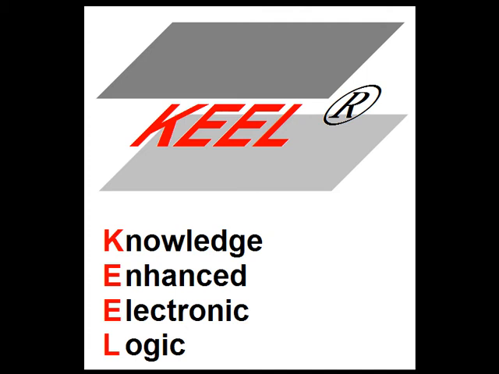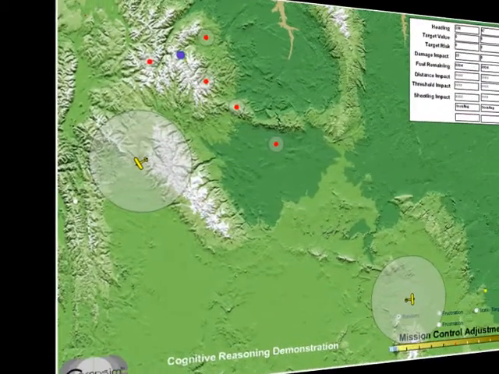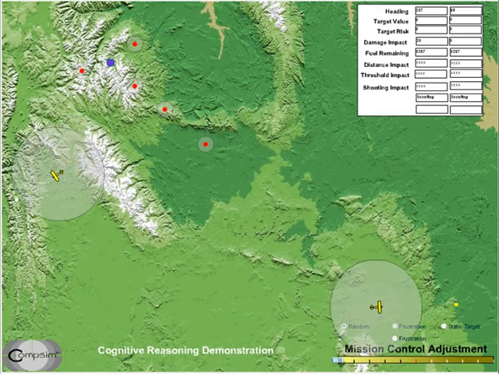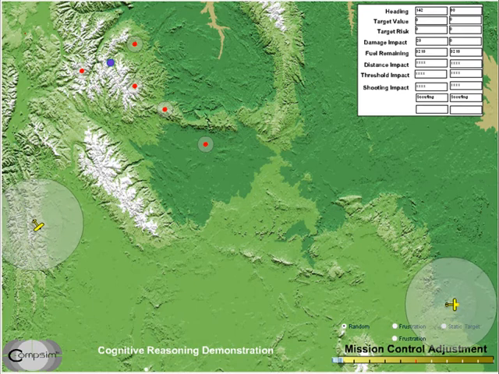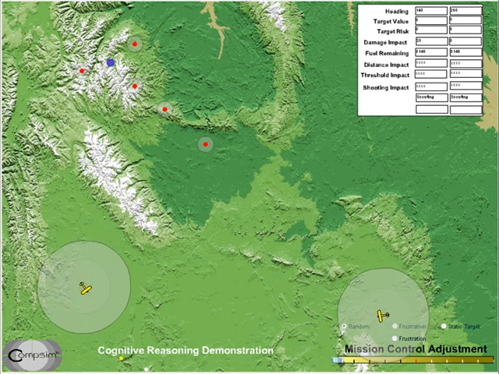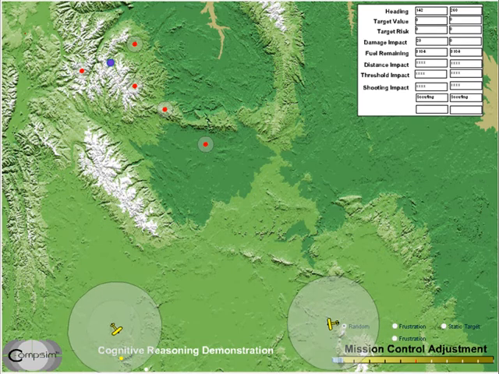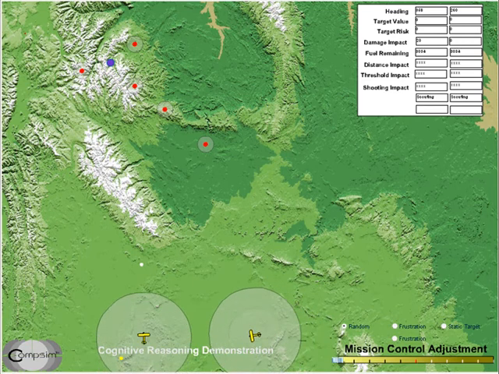This short movie introduces CompSim's KEEL technology as it applies to goal-seeking policies of unmanned combat aerial vehicles, or UAVs. KEEL stands for Knowledge Enhanced Electronic Logic. KEEL technology provides a way to capture, test, package, audit, and explain human-like reasoning, such that KEEL cognitive reasoning engines can be deployed in devices like UAVs or in software applications such as simulations or electronic games.